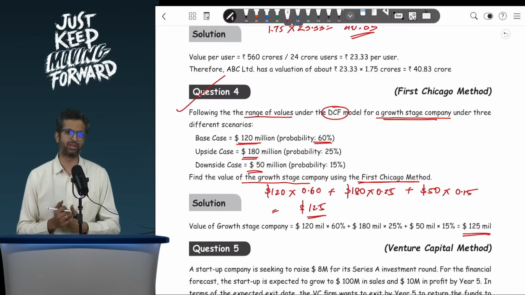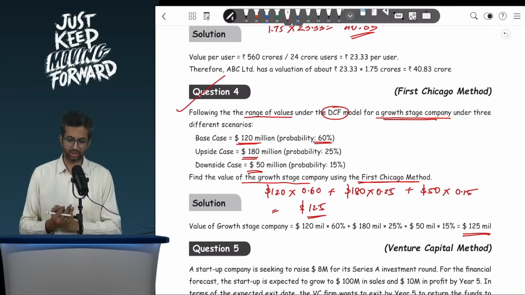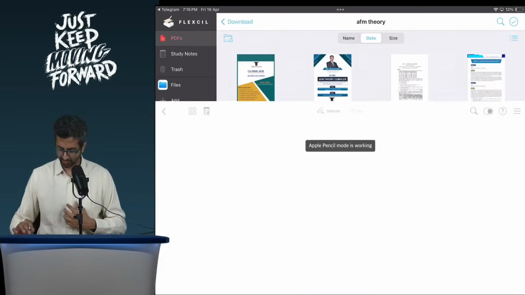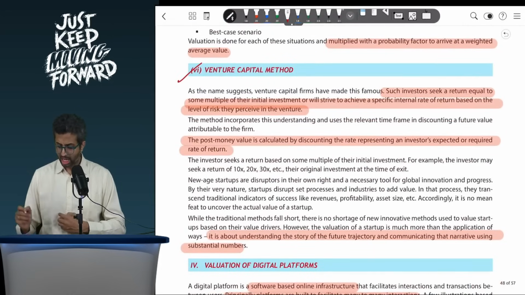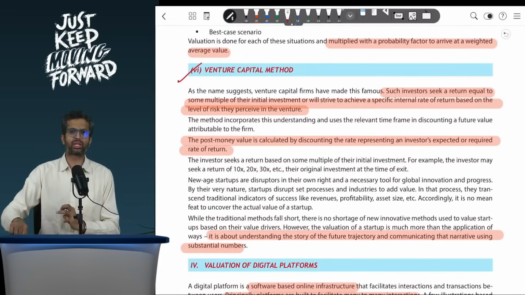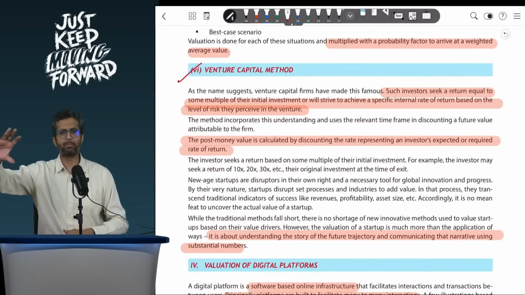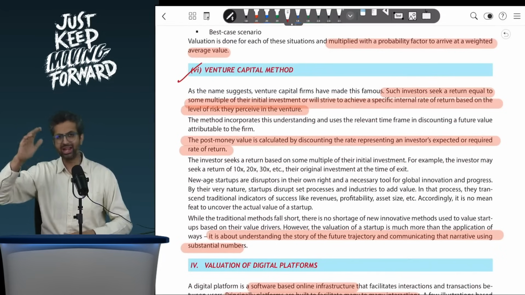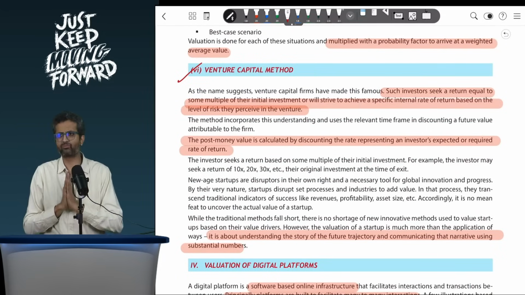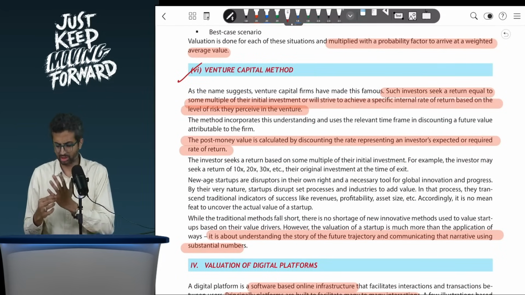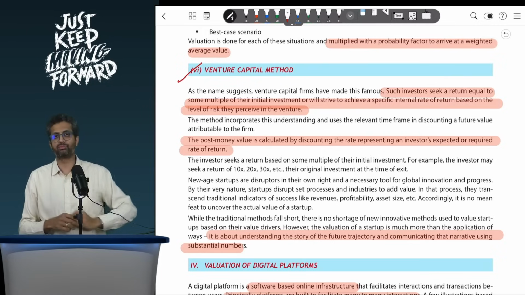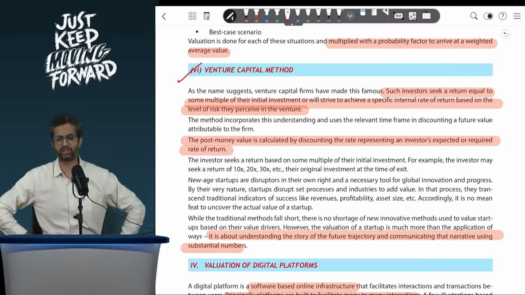which is the value under the First Chicago method. Okay, and the last is the venture capital method. So what happens, for example, in a venture capital method, the 6th method, over here, the venture capital firm will seek a particular value at the end. So this is a little interesting, I would say. So the scorecard method, the venture capital method, the distress based values, these are a little interesting.